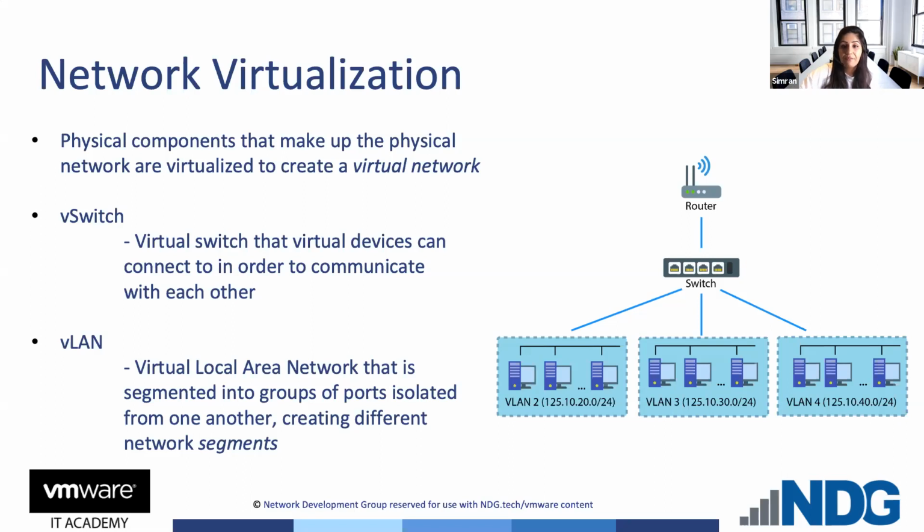Then you have your virtual local area network, right? And that's your logically independent network. It's segmented into different groups of ports isolated from one another, which essentially allows you to create different network segments. And you can have several VLANs existing in a single physical switch, right?